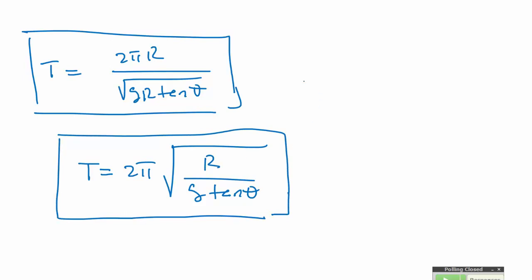We will do more examples next class, and that will be the end of this unit, and after which you have an exam.